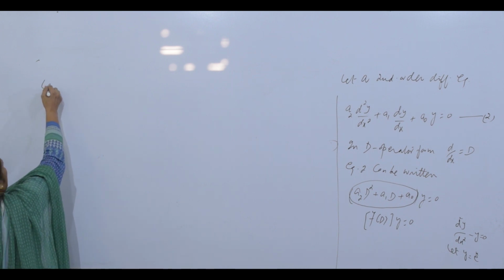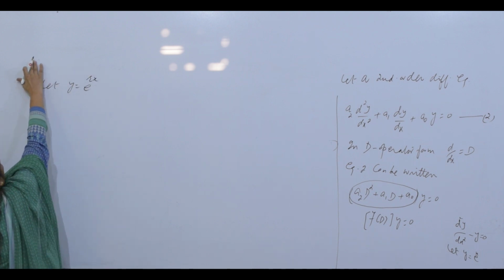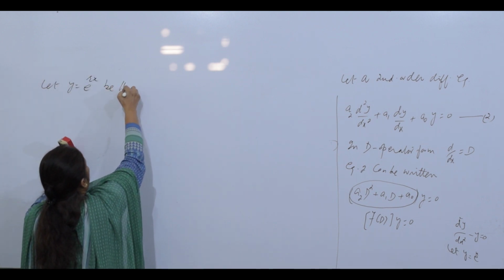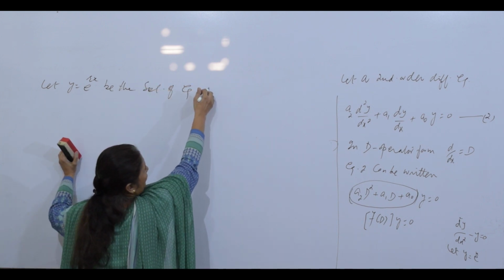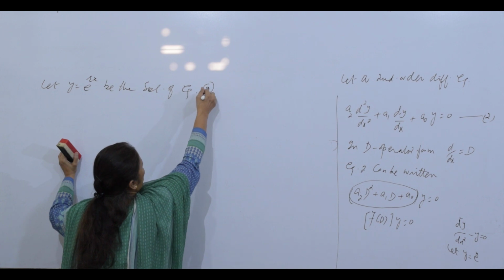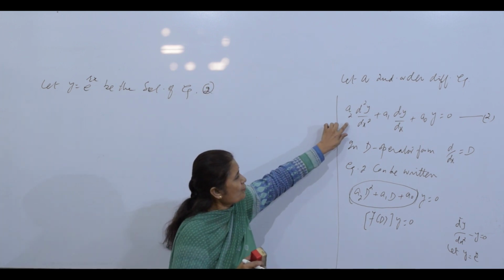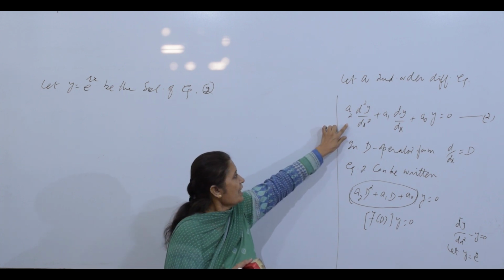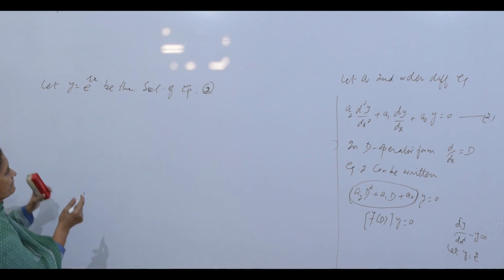Let y is equal to e^(rx) be the solution of equation 2. Equation 2 is a second order linear homogeneous equation. We are solving this, and by finding the solution, we see how to solve a second order linear homogeneous differential equation.